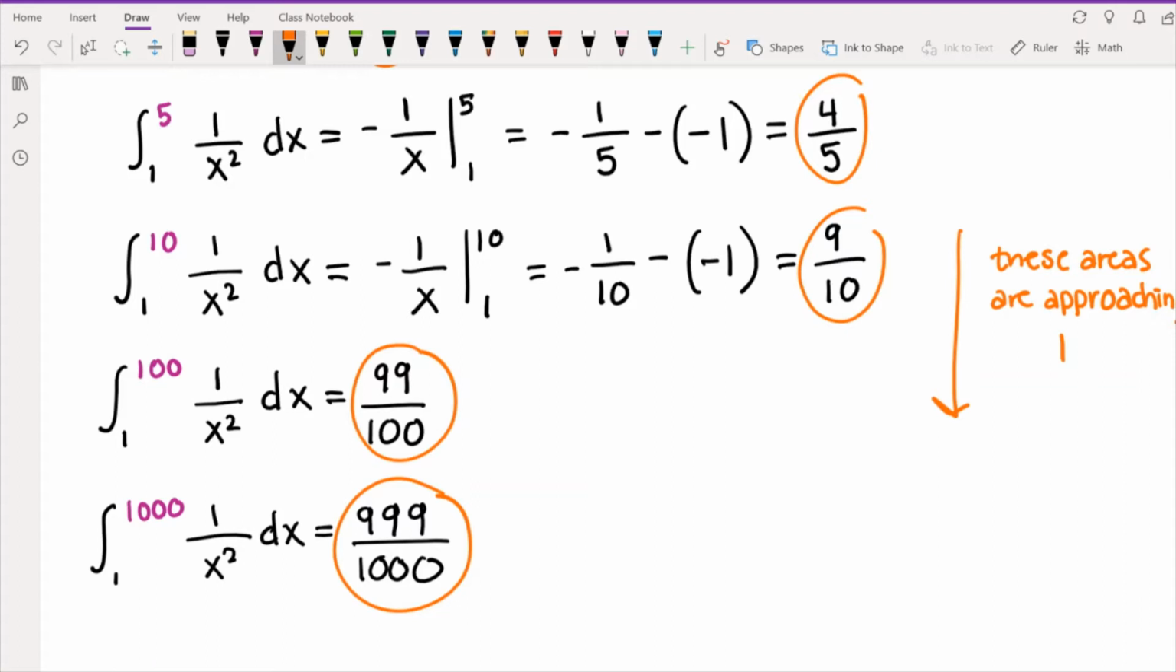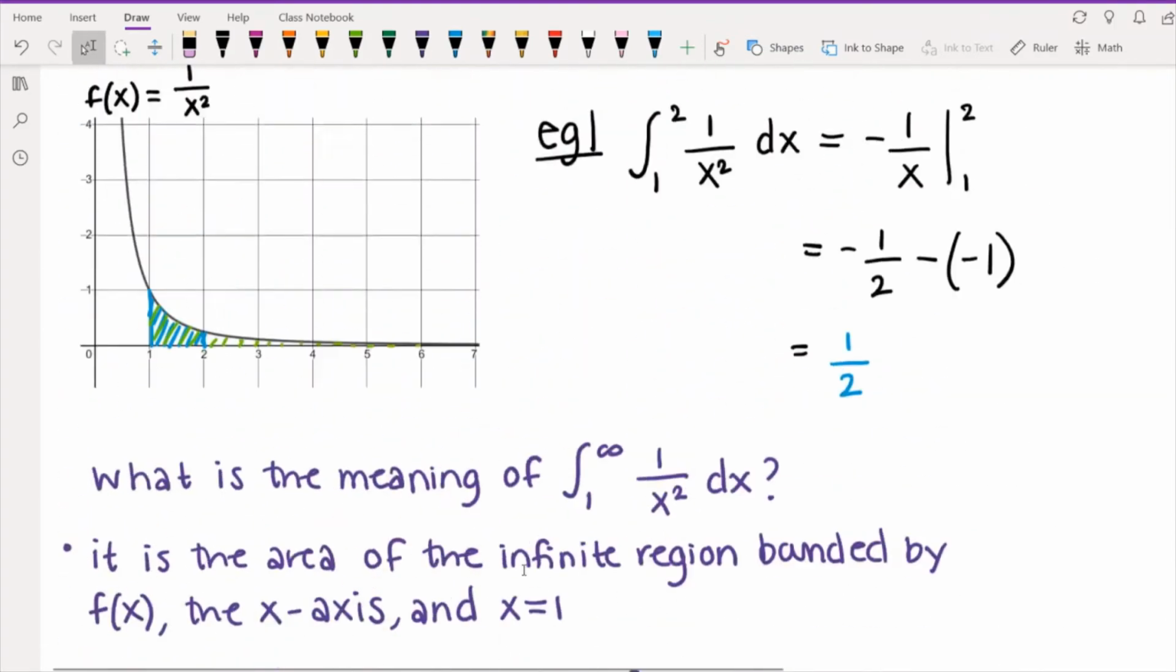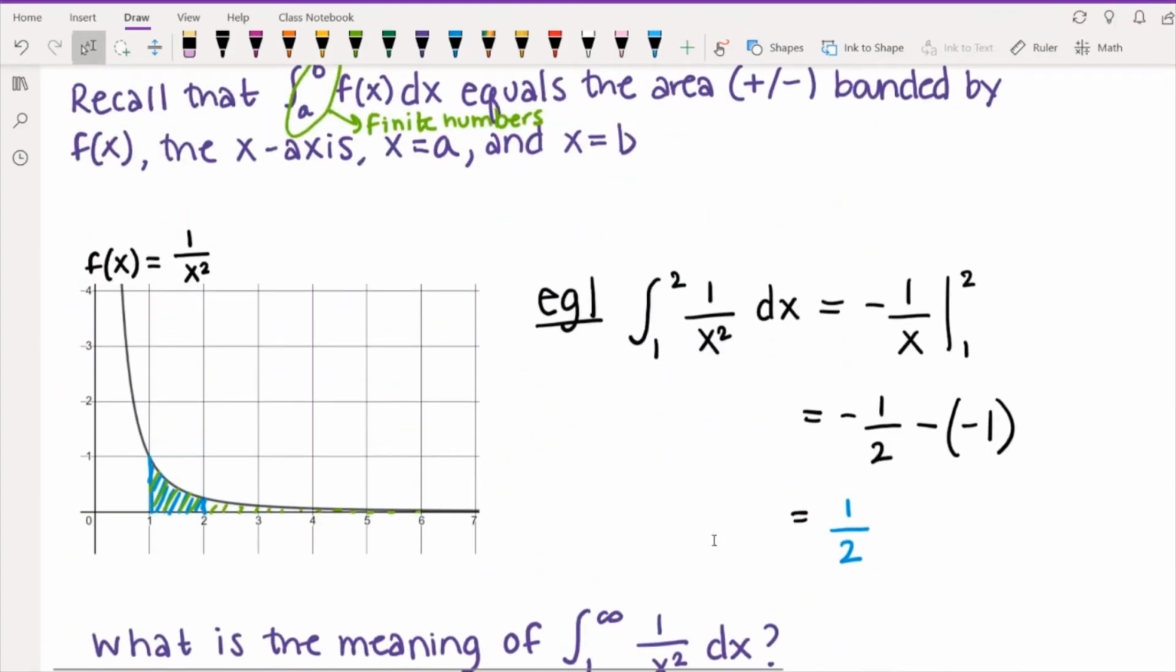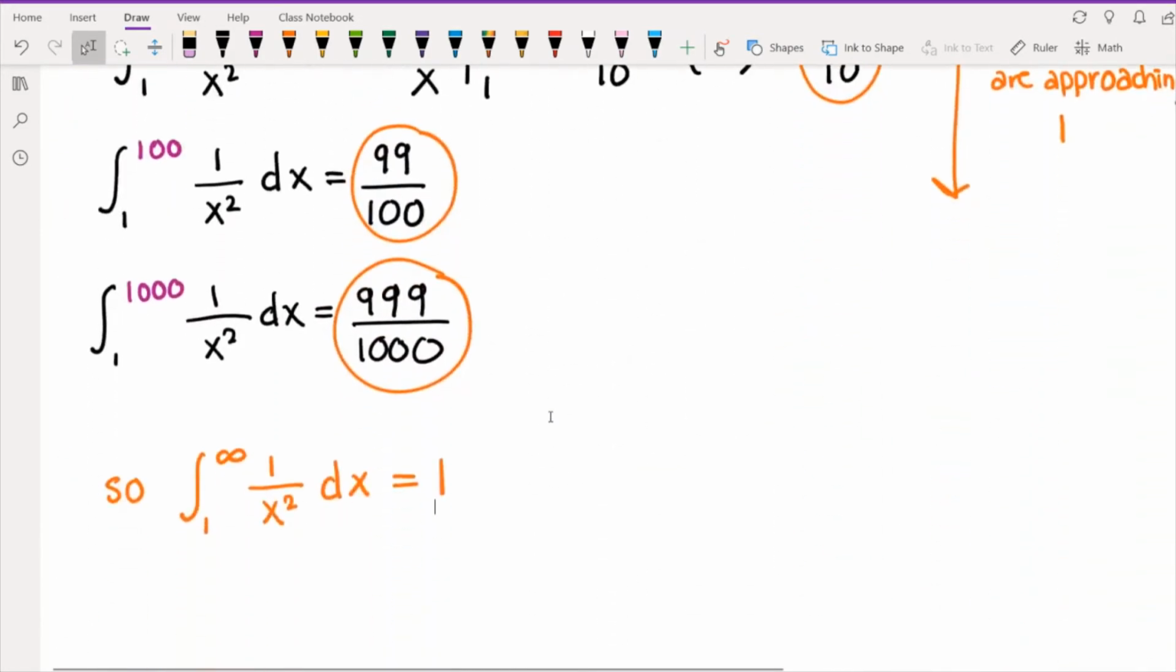We got numbers that are getting bigger, but as they're getting bigger, they're also getting closer and closer to 1. And so from this, what we can conclude is that the integral from 1 to infinity of 1 over x squared dx is equal to 1. That finite area of this infinite region, if you were to find the area going all the way out, as far as you could imagine possibly going, and beyond that, that area would actually be equal to 1.